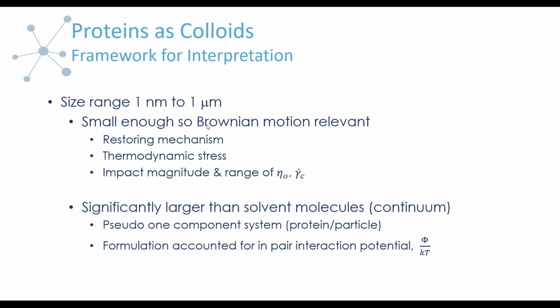So we talked about the upper bound allowing Brownian motion to remain relevant, and the lower bound is that these objects still have to be large enough to be distinguished from solvent molecules. So what we do is we treat the solvent and all the other small components, like salts and low molecular weight excipients, as essentially a continuum. And then when we interpret the data, we don't worry so much about tracking the individual behavior of everything in there, like the salts and the low molecular weight excipients.